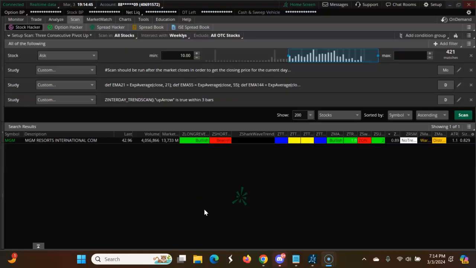So in this video we are looking at a monthly CPR bullish scan. I also added a trend reversal scan to see if there is a trend reversal. The first stock which is coming up is MGM.